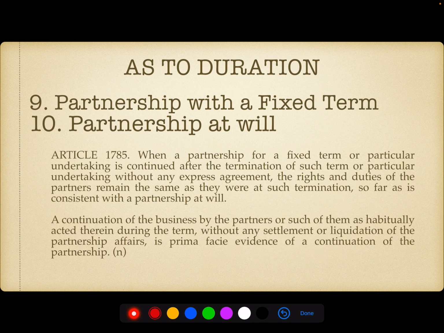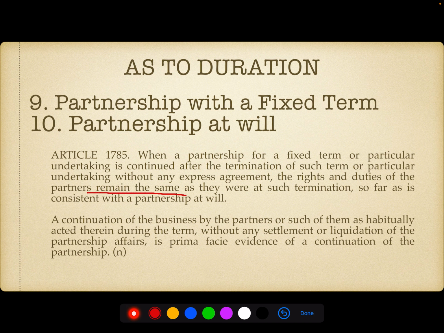So, as to the duration, there is a partnership with a fixed term and a partnership at will, and they are both covered by Article 1785. So, under Article 1785, if you read it, when a partnership for a fixed term or a particular undertaking is continued after the termination of such term or particular undertaking without any express agreement, the rights and duties of the partners remain the same as they were at such termination, so far as consistent with the partnership at will. A continuation of the business by the partners or such of them as habitually acted therein during the term, without any settlement or liquidation of the partnership affairs, is prima facie evidence of a continuation of the partnership.